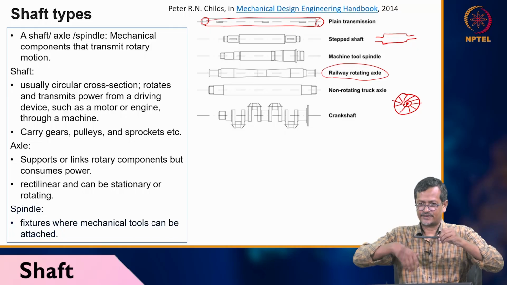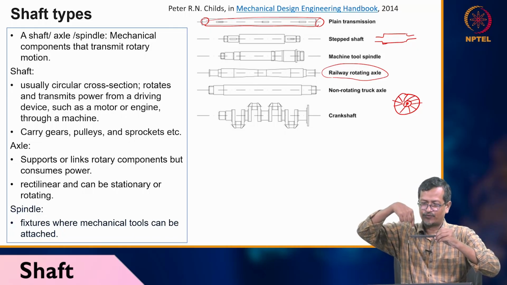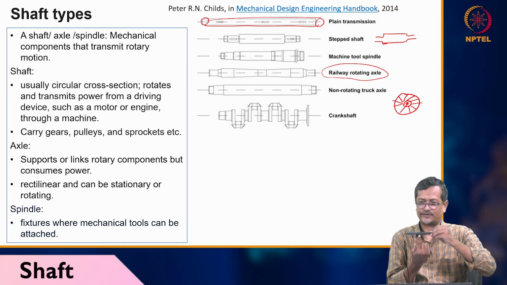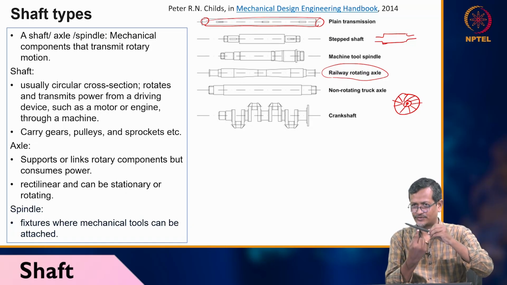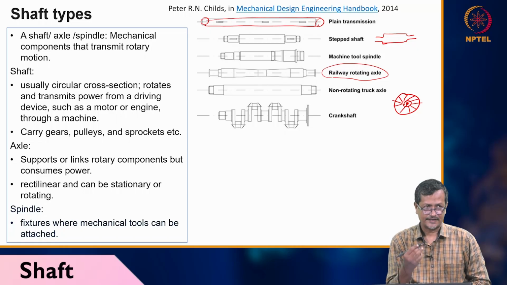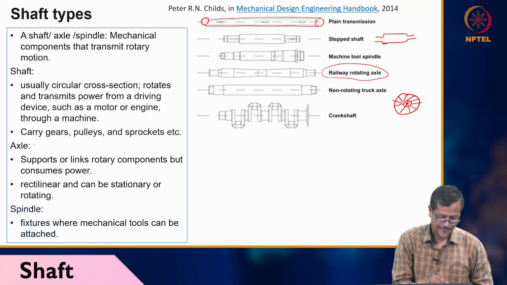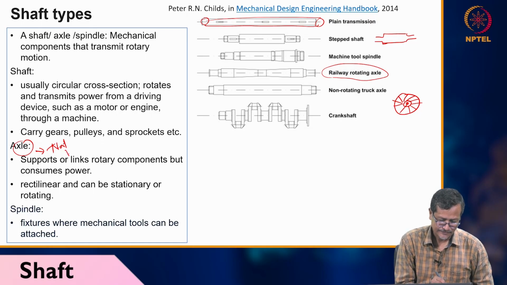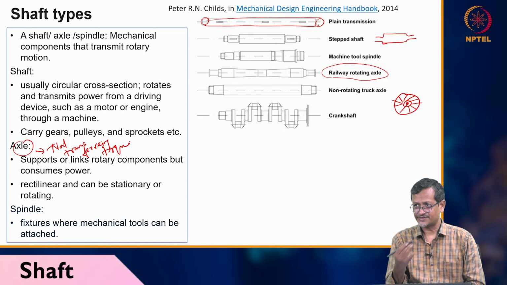You are riding on a cycle, so you are giving force here and here, but your wheel is pushing upward, so it is holding only bending load. It is not transferring torque. So axle is not transferring torque. Okay, but shaft is transferring torque.